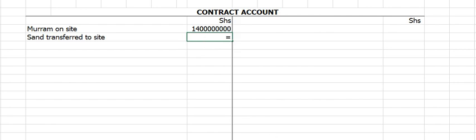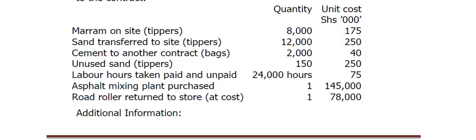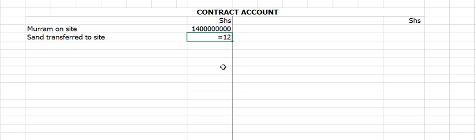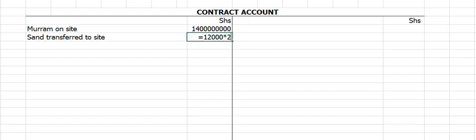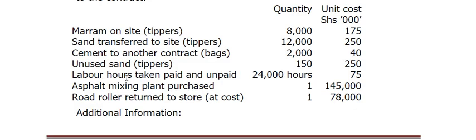There are how many tippers? There are 12,000 tippers. So 12,000 tippers times the unit cost of each tipper. That is 250,000. Then cement to another contract. Cement has been transferred to another contract.